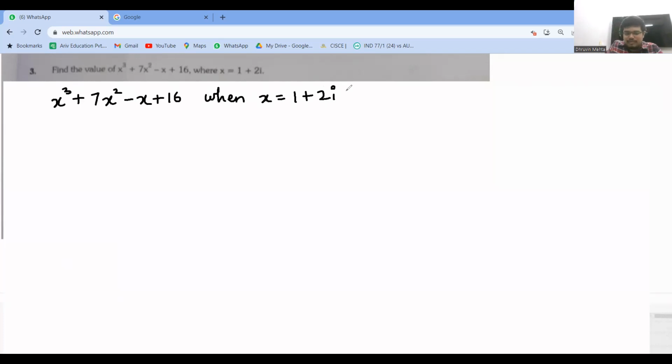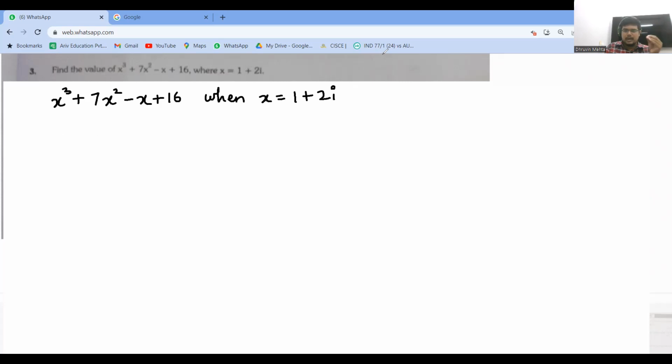Solve x cube plus 7x square minus x plus 16. What do you mean by solve? Okay, substitute the value of x. You're saying (1 plus 2i) the whole cube plus 7 into (1 plus 2i) the whole square minus (1 plus 2i) plus 16. Is that what you're saying? Directly substituting is a nightmare. Too much work.